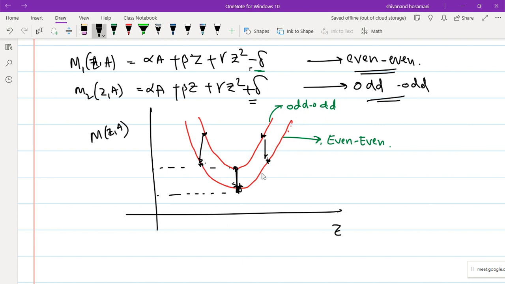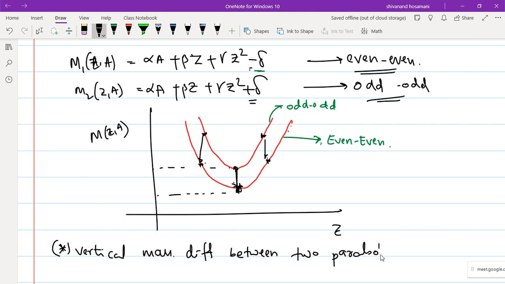See, the vertical mass difference between the two parabolas is always what? Can anyone tell me? What is the vertical mass difference?